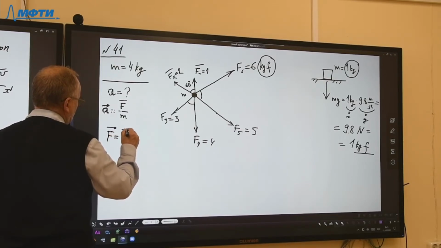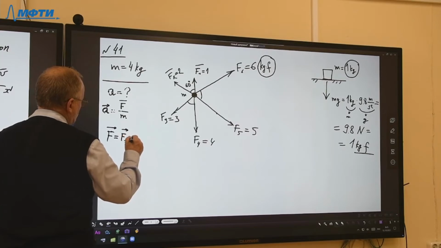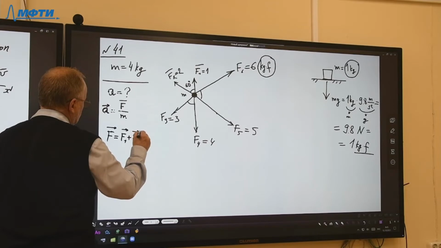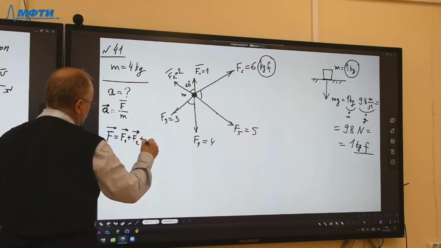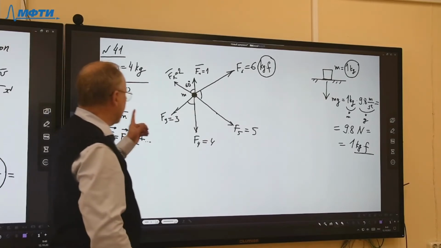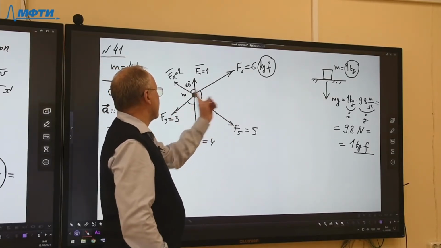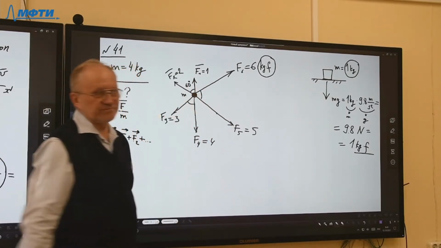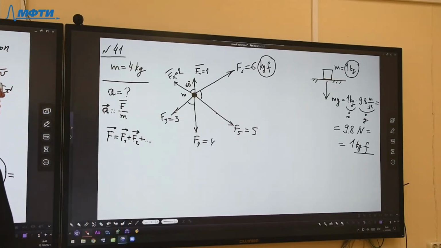F1 plus F2, plus F3 plus F4, etc. We have to find the vector sum of all the forces acting on the body. In this particular case, this can be easily done.